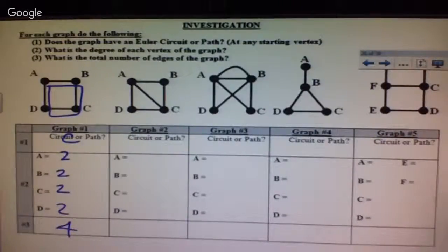Take a look at graph 2. Can we do an Euler circuit or an Euler path? This one's going to be a path. Okay? I can start at A, but when I finish, I end at C. So here's my start, here's my end, which is what makes that a path instead of a circuit. Okay? What's the degree at A? 3. What's the degree at B? 2. C? 3. And D? 2. How many total edges? 5. 5.